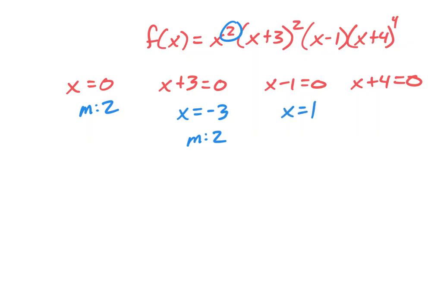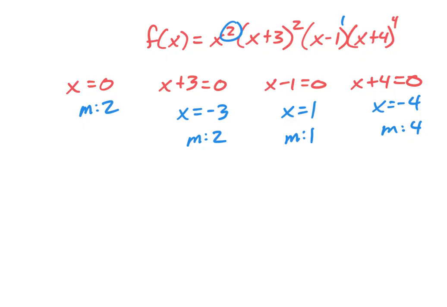x minus 1, we set it equal to 0. We get x equals 1. There is no exponent on it, so that's assumed to be a 1. And then finally, x equals negative 4, and that has a multiplicity of 4. So these three here would all bounce at the x-axis at that point, and this one's odd, so it's going to go through the x-axis at 1. I'm not going to graph this one, but just so we understand what's going to happen with the graph at that particular point. So factored form is pretty easy to come up with the zeros and identify what those zeros are going to be: set it equal to 0, solve for x.